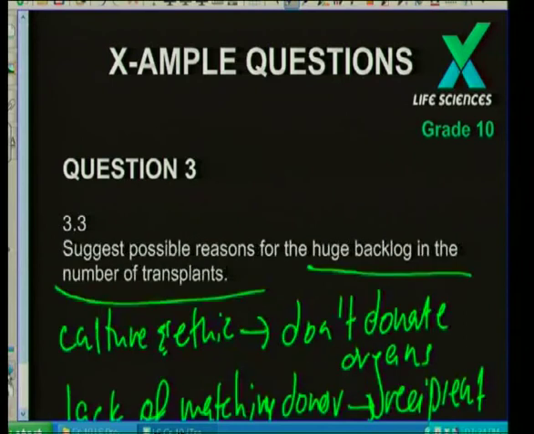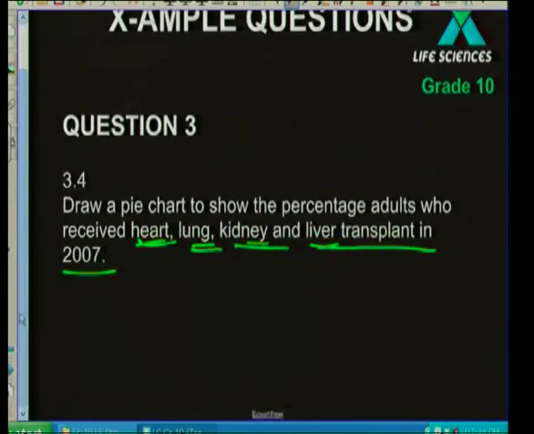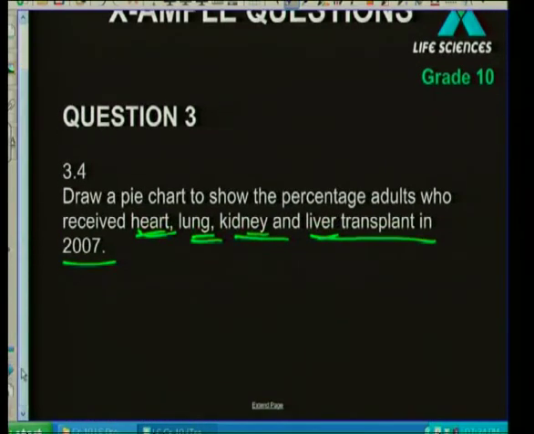Let's go back to the question. They want you to draw a pie chart to show the percentage adults who received these things. So the total of that, we must add those things there. It comes to 277 altogether. If we add 26 plus 7 plus 35 plus 209, you'll get a total of 277.